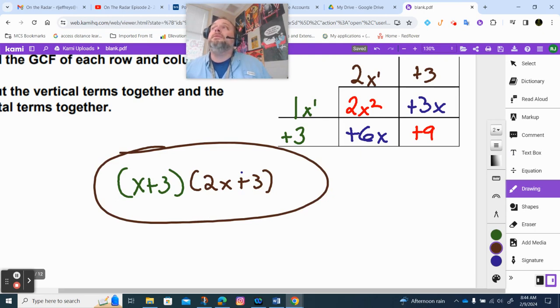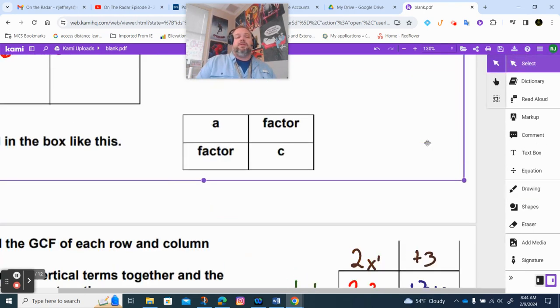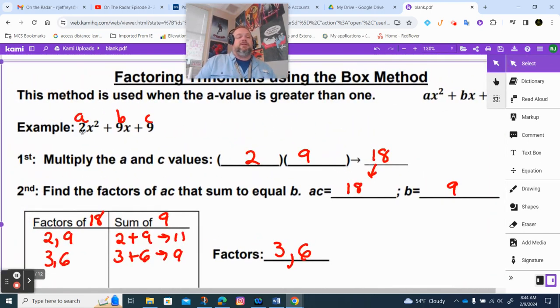Yeah, the things on the outside of the box. How'd I get what? This right here? This one? That right there? That was our original part right here. This 2x squared and our 9.